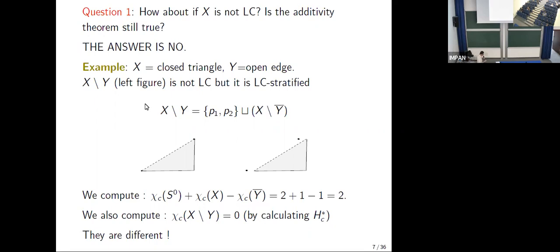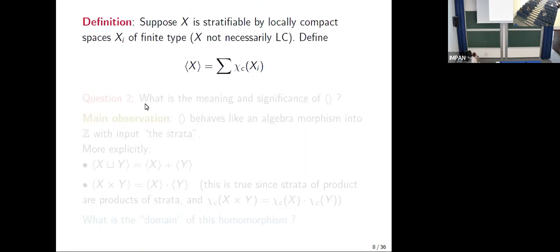Okay, so at that point, we wonder about something. Start with a space that is stratifiable, so it's a disjoint union of locally compact subsets. And look at this quantity, which is a sum. What is that? It would be an Euler characteristic with compact support if the space is locally compact. But for general spaces, what is it? Does it depend on the stratification? Yes, exactly. We're getting to that in a second.